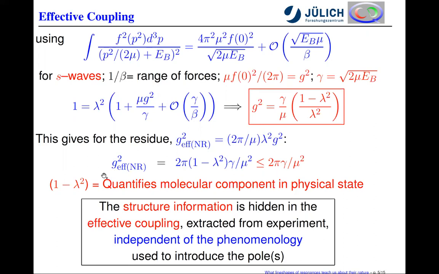Therefore, 1 minus lambda square directly quantifies the molecular component in a physical state. The important conclusion to draw from what I've just said is that the structure information is hidden in the effective coupling, which can be extracted from the experiment, and that's completely independent from the phenomenology one uses to introduce a pole. At the end of the day, after renormalization, fitting to data is nothing but taking into account the renormalization. At the end of the day, the physics is sitting in the effective coupling.